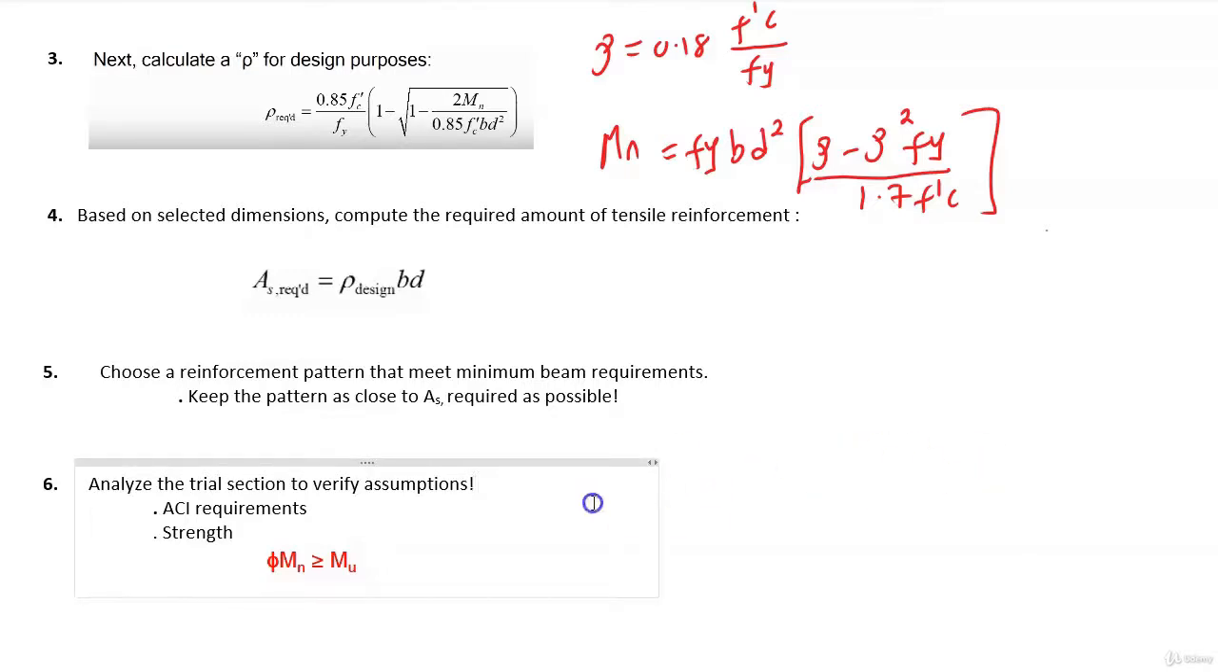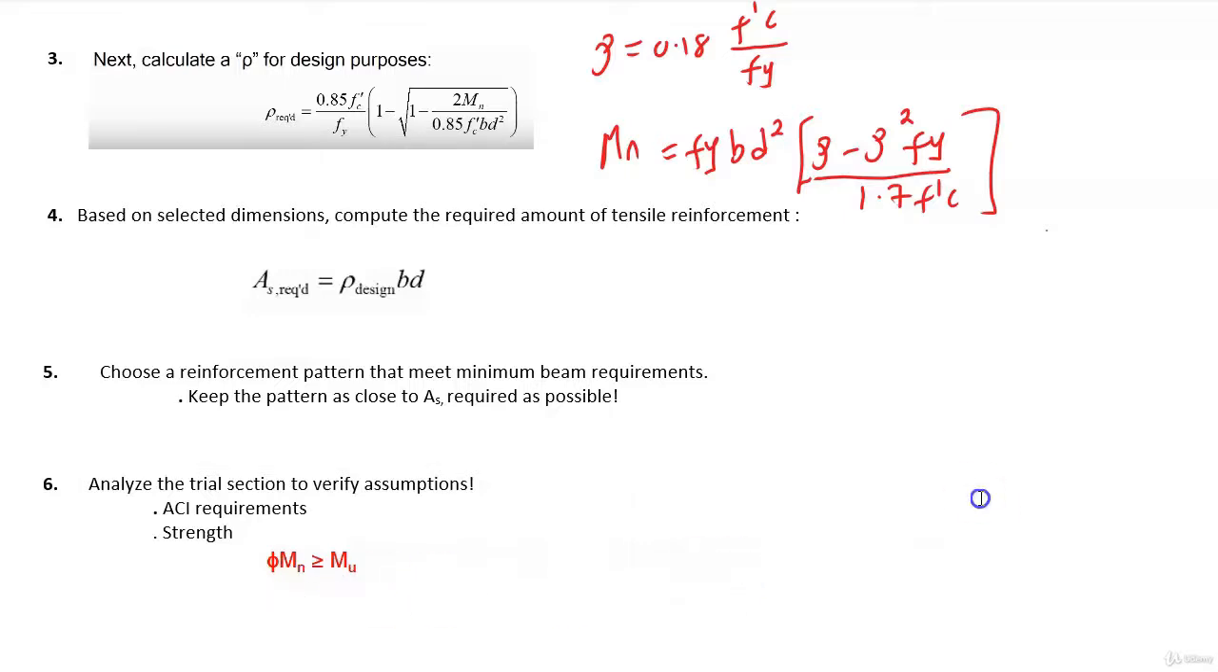The last step, step 6, is to analyze the trial section to verify assumptions. We analyze whether this beam meets ACI requirements and has enough strength to withstand the load applied on the beam. You need to know that phi Mn should always be greater than Mu. Phi Mn is the factored resistance, while Mu is the factored moment. If phi Mn is greater than Mu, our beam is safe. But if Mu is greater than phi Mn, our beam is not safe.